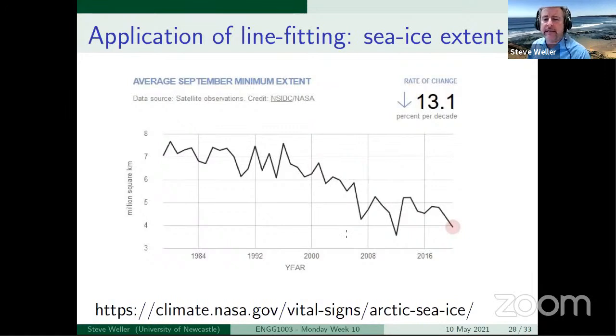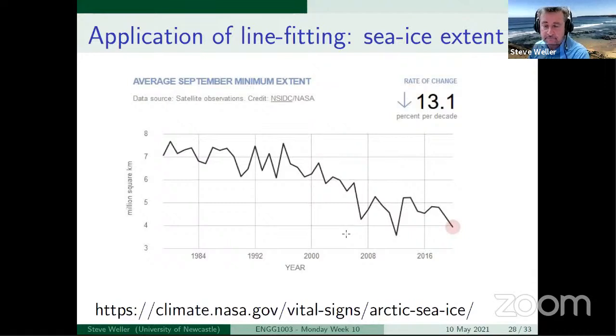And in September is the minimum, because it's just after the northern summer. And so if you measure in millions of square kilometers on a daily basis what the sea ice looks like, you get a number each day. Then if you average those numbers over a month, you get the sea ice extent in a given calendar month.